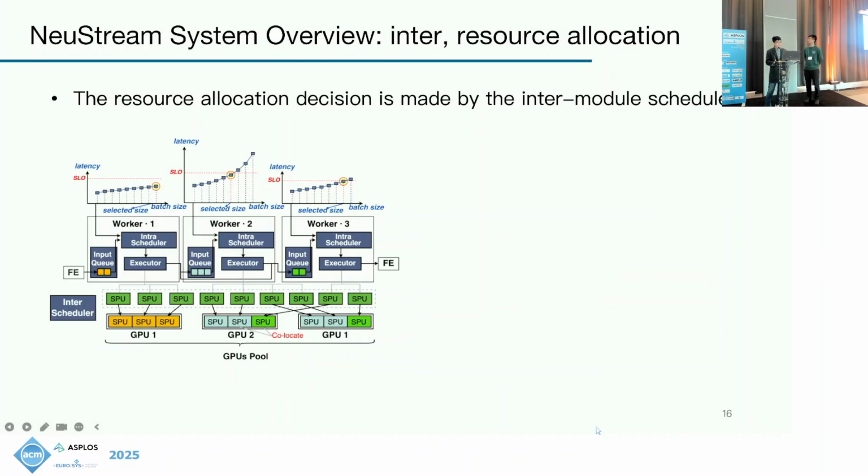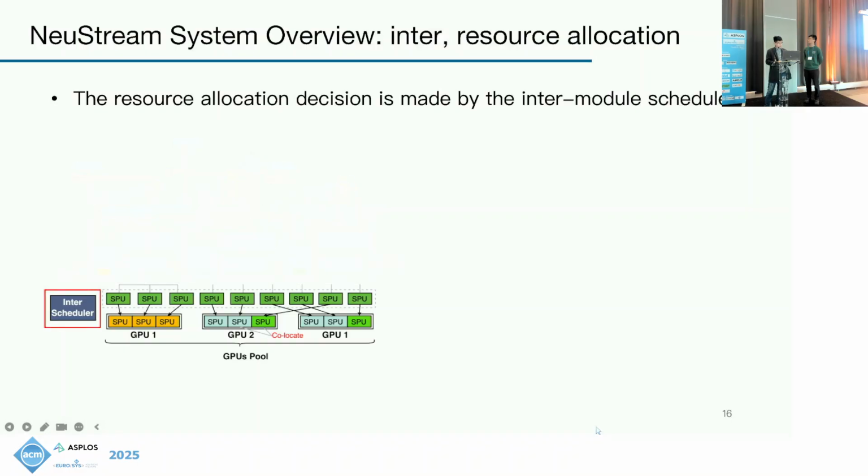Now let's dive into the intermodule section. Resource allocation decisions are made by the intermodule scheduler. It uses virtual resources, SPUs, as the unit of resource allocation, aiming to balance the maximum allowed output for each module under an appropriate resource allocation.